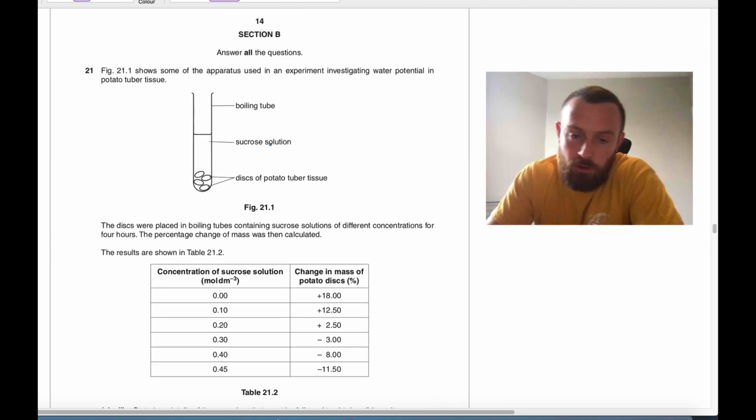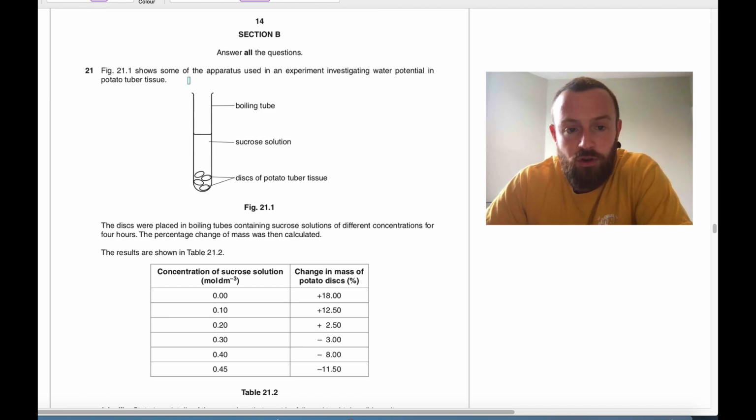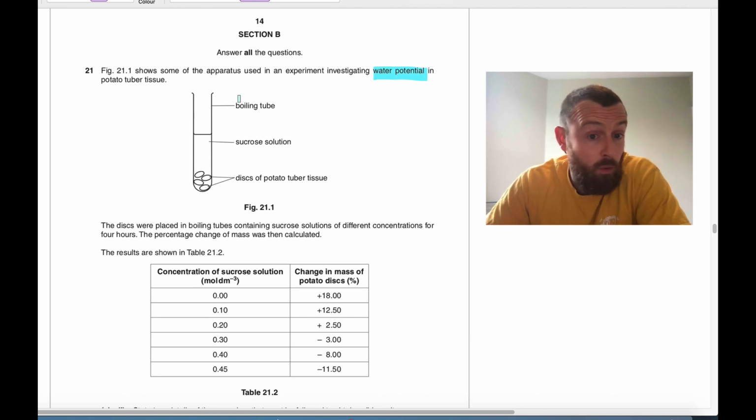Okay, on to section B, longer answer questions. Start with question 21. So always a good idea to highlight key information as you go. So we're investigating water potential. This is a little reminder that we need to talk about water potential if we're talking about osmosis.